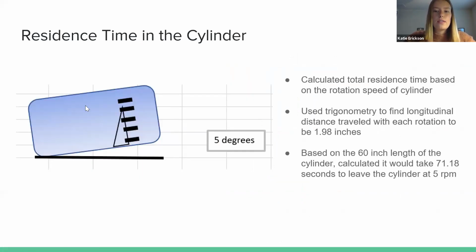Finally, we set out to find the residence time in the dryer. This is the total time it takes for the limestone to enter and exit on the other side. The calculation was based off the angle of the cylinder along with how fast the cylinder was rotating. We found that approximately 71 seconds was the time it took for the limestone to enter and exit the dryer.